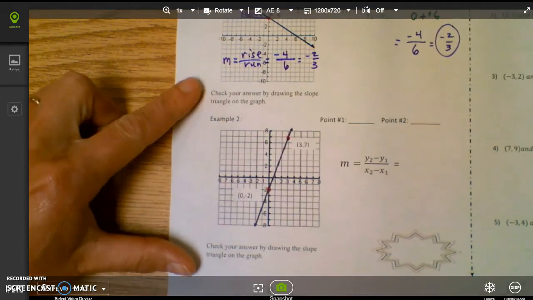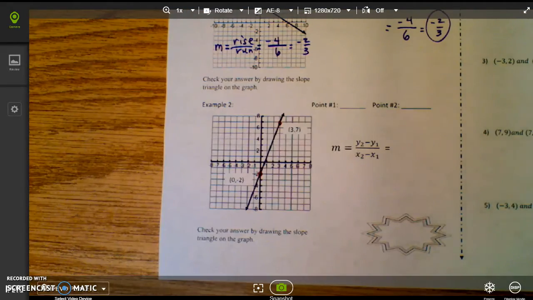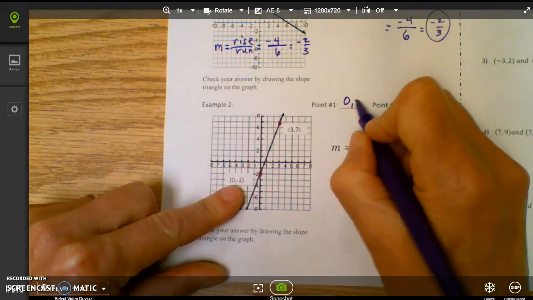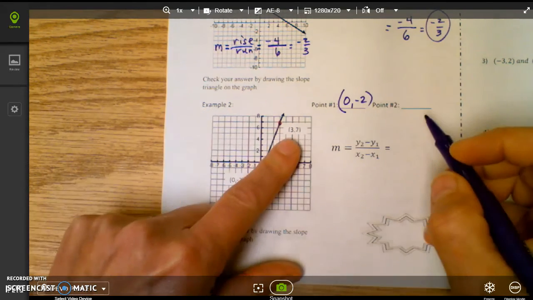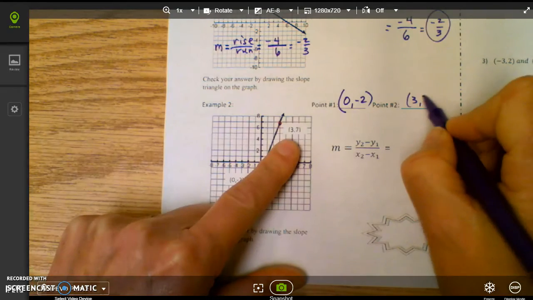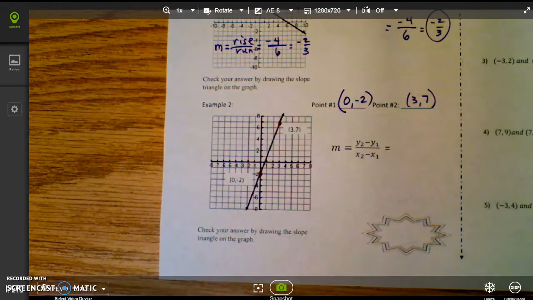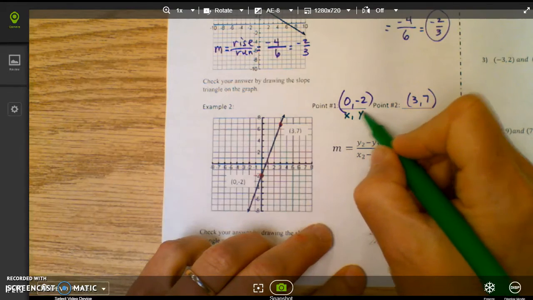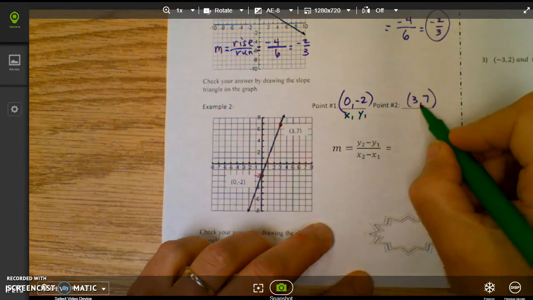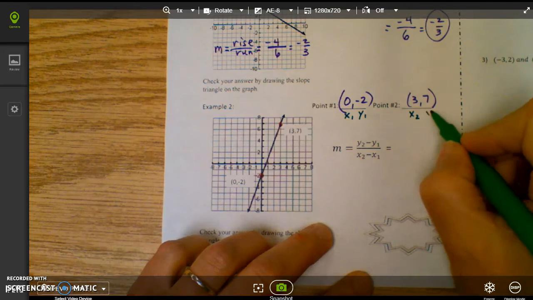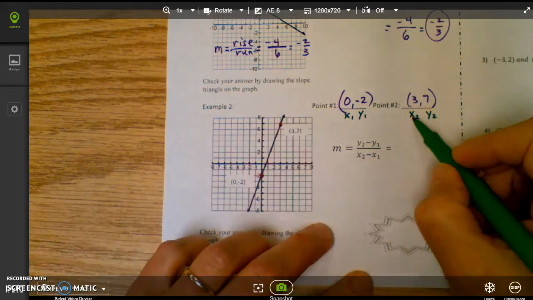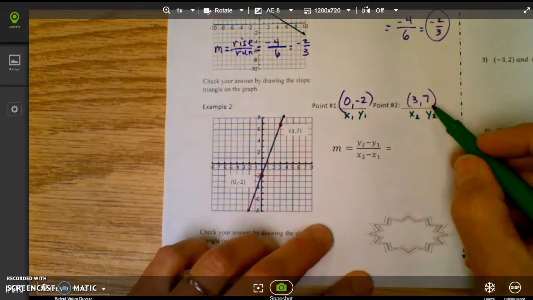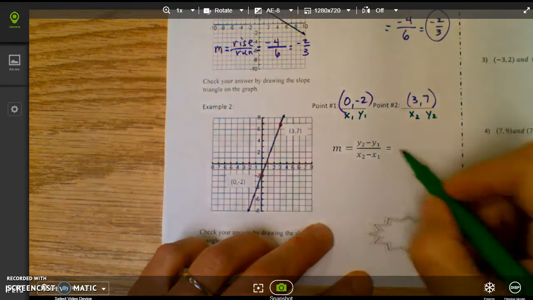So down at the bottom, for our second example, we have to pick out our points first. So as you can see, one of our points is right here, (0, -2), and our other point is right here, (3, 7). So once you have your points available, guys, remember you're going to label them. This is my first point, so we're calling it x1, y1, using those little numbers which are called subscripts. This is my second point, so it also contains x and y values, but because it's my second point, I'm calling it x2, y2. Labeling your points is key because now you're going to plug it into this formula.